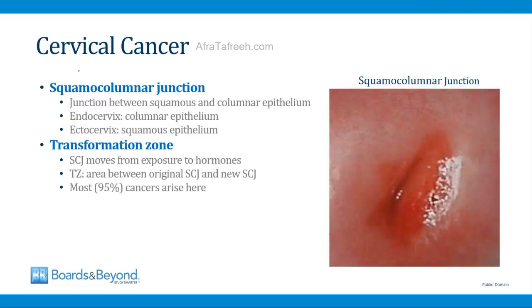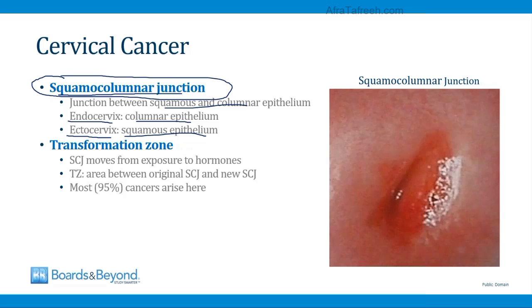The area of the cervix where cervical cancer usually arises is called the squamocolumnar junction. This is the junction where the epithelium of the cervix changes from squamous to columnar epithelium. So the area of the cervix that leads to the uterus, the cervical canal, this is called the endocervix, and it contains columnar epithelium. The outer surface of the cervix towards the vagina is called the ectocervix, and this contains squamous epithelium.